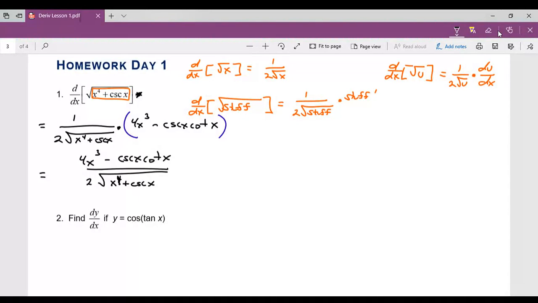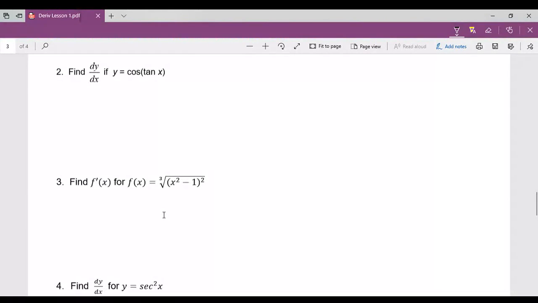So there's your slope producing machine for the graph of radical x to the fourth plus cosecant x, otherwise known as your instantaneous rate of change producing machine. And we're doing it using the chain rule. All right, so let's keep going. The more you do these, the better you get.